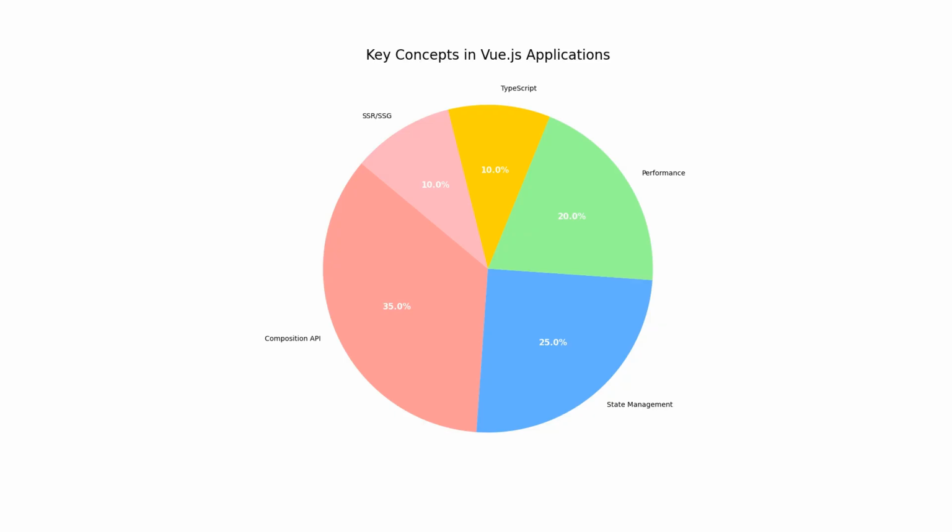From these proportions, we can draw an interesting conclusion. Focusing your time on mastering the composition API and effective state handling will yield the greatest impact on your Vue projects. And of course, don't forget to also plan for performance optimization and consider incorporating TypeScript or SSR/SSG depending on your project needs.